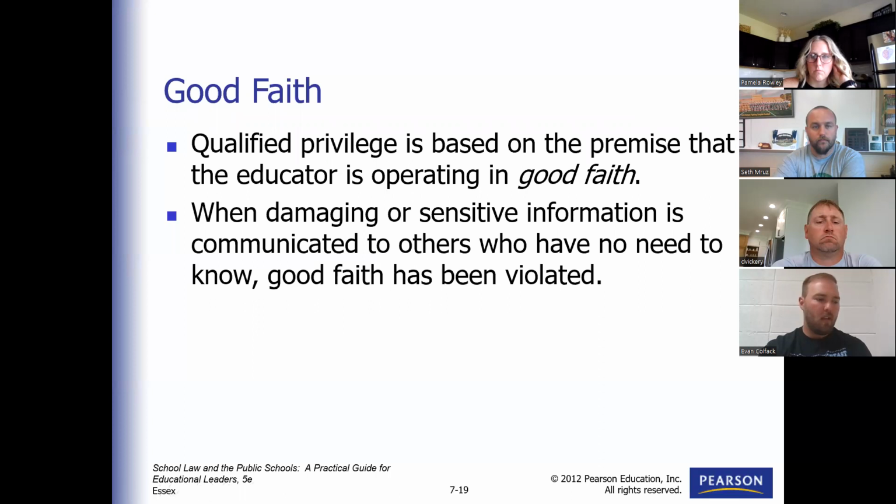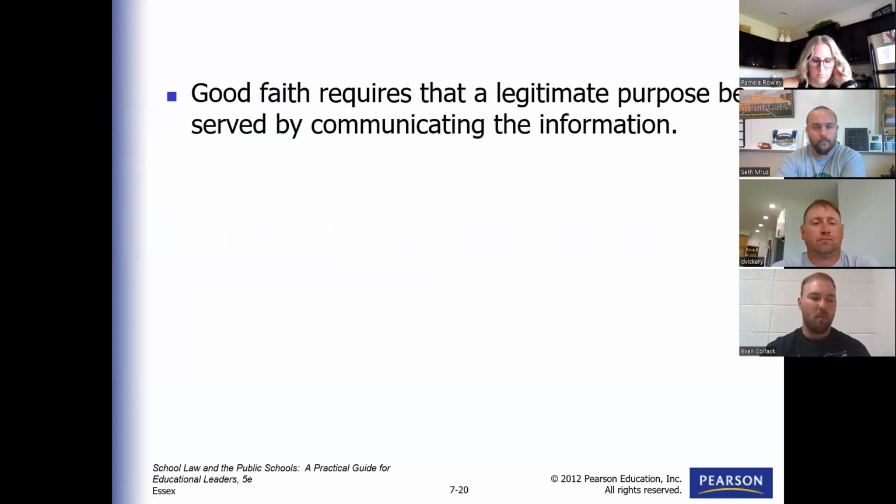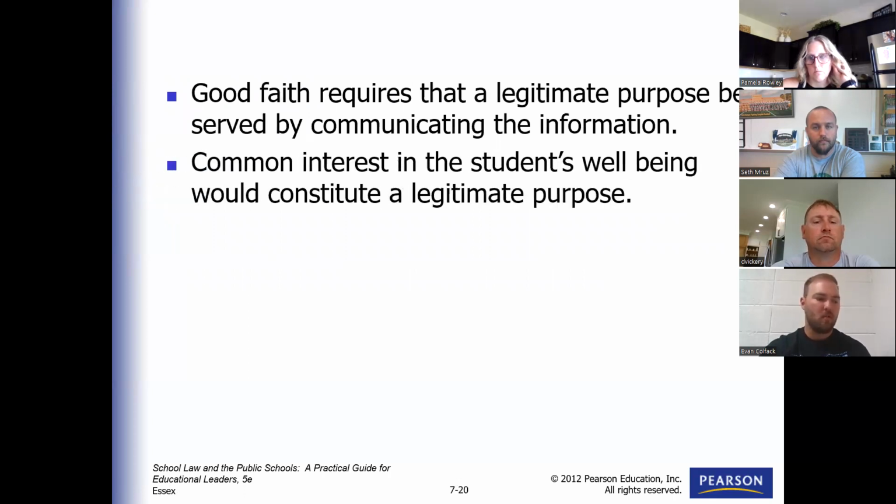So the next slide, good faith requires that it's a legitimate purpose. Common interest in the student's well-being could constitute a legitimate purpose. And then I just highlighted tattling. I feel like as teachers, we get that all the time, that kids are going to tattle. We need to make sure that when kids are telling us something, we do take it in good faith, because we don't want those students to not come back and talk to us anymore. But then it could be a situation like the boy who cried wolf, I guess.